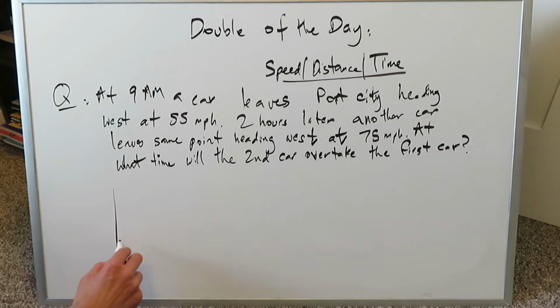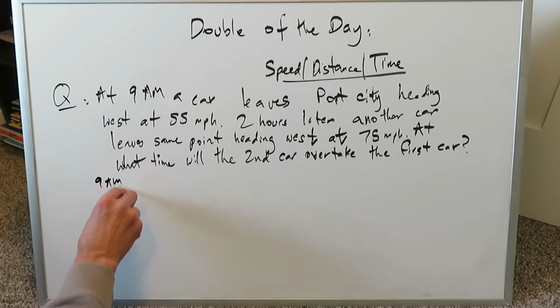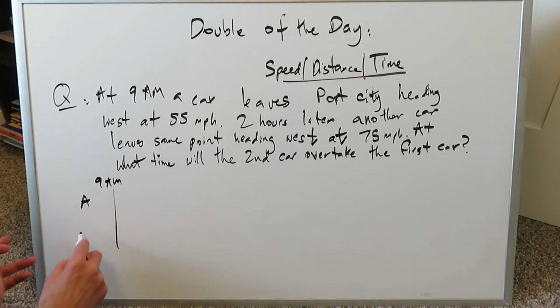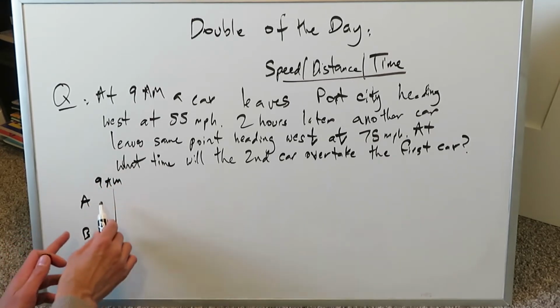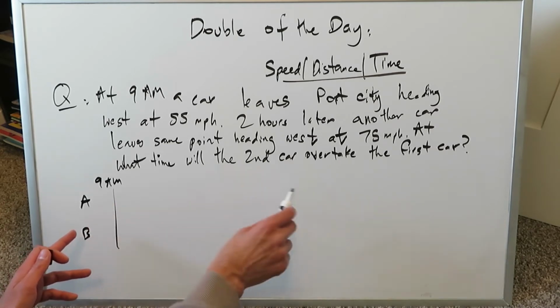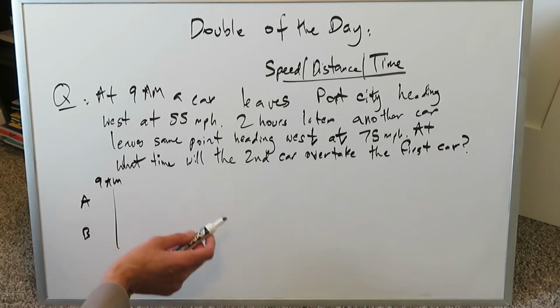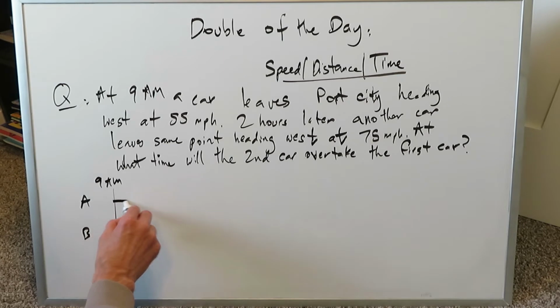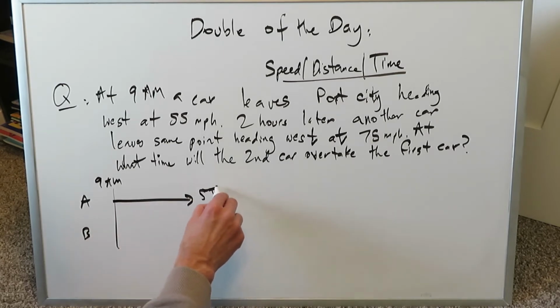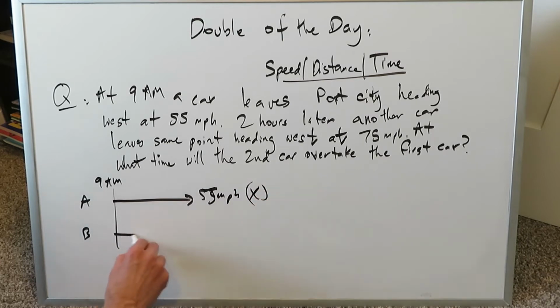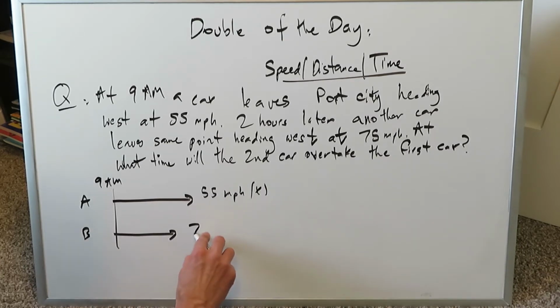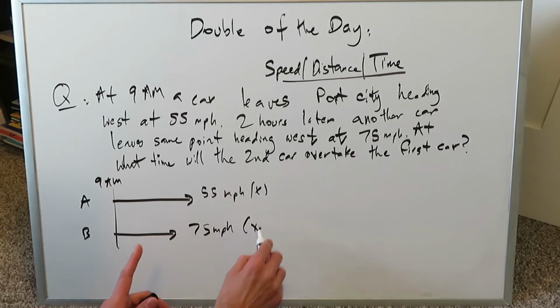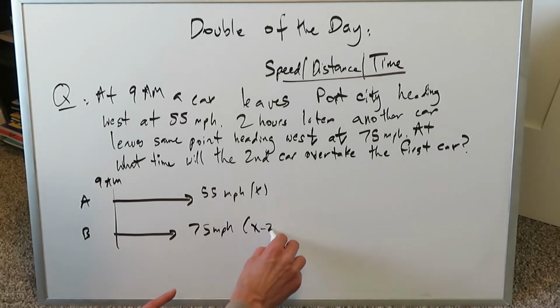Start with a diagram. We're starting here at 9 a.m. We have a car, we'll call the first car car A, the second car car B. They're both heading from the same city and going in the same direction, east or west, it doesn't really matter. We know that car A is heading 55 miles per hour and it left at a certain time, we'll call that x. We know car B is going at 75 miles per hour and it started 2 hours later, so you can just say x minus 2.